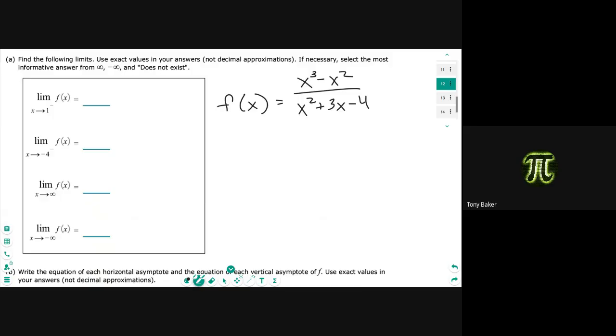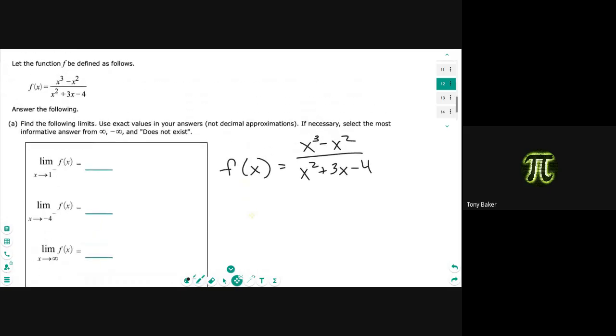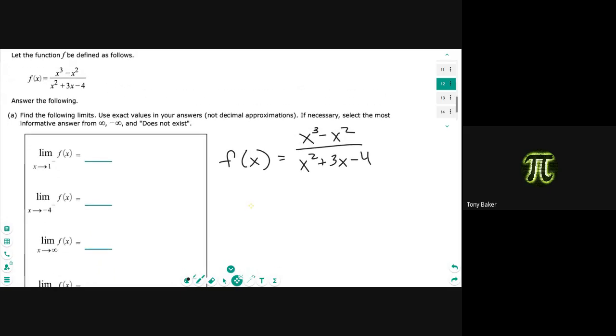So for 1, hold on a second. x to the third minus x squared, over x squared plus 3x minus 4. Okay. Never mind. You can do this one by hand.